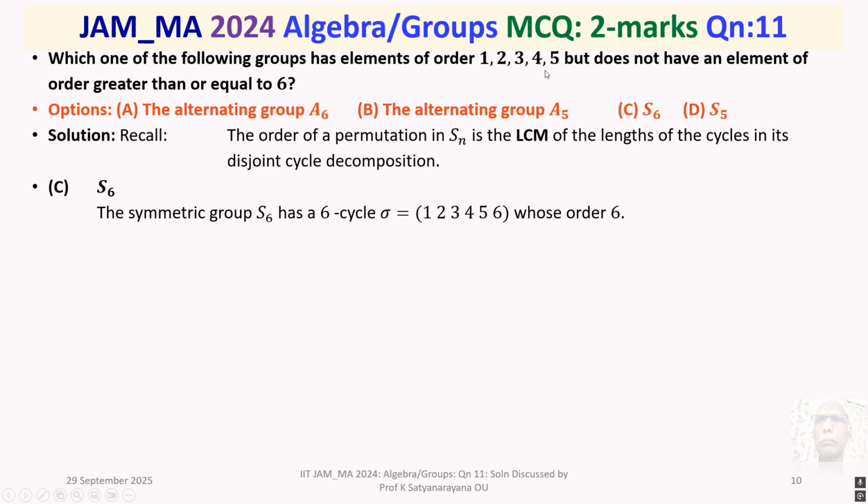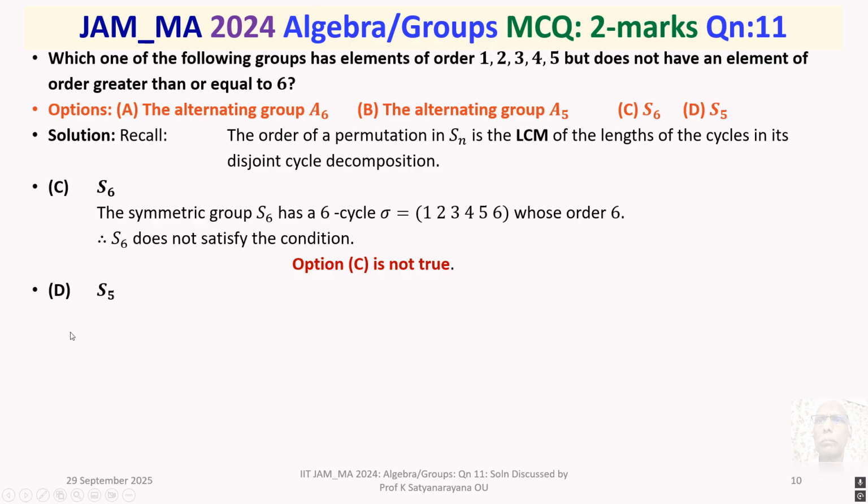But we have to look for a group which doesn't have an element of order 6 or greater than or equal to 6. Therefore, S6 does not satisfy the condition. Therefore, option C is not true.